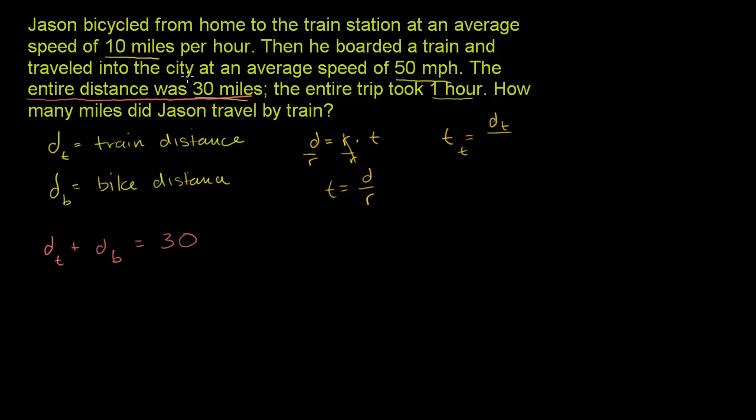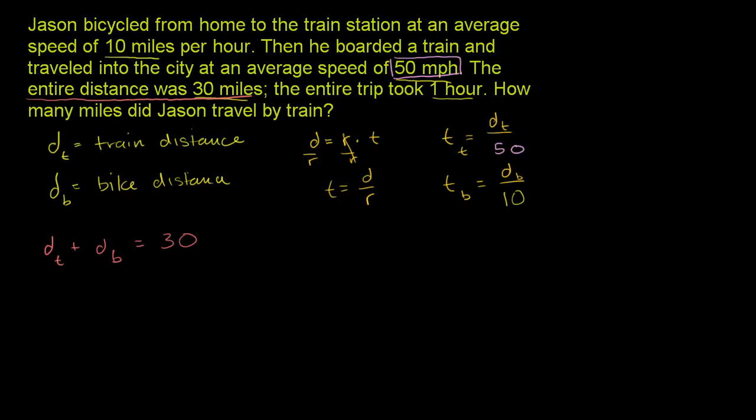They told us that the train traveled into the city at an average speed of 50 miles per hour. That is the rate of the train. So the time of the train was the distance of the train divided by 50. Same exact argument: the time traveled on the bicycle will be the distance traveled on the bicycle divided by the speed of the bicycle. And they give us the speed right there, 10 miles per hour. Everything in this problem we're assuming is in either miles or hours, so there's not any major unit conversion.